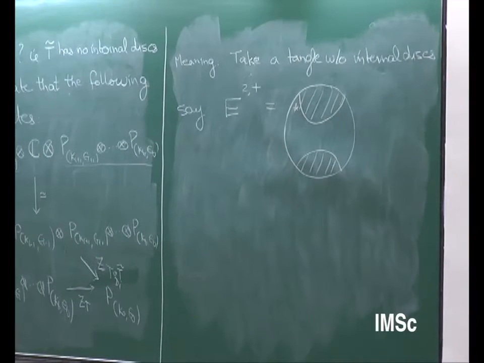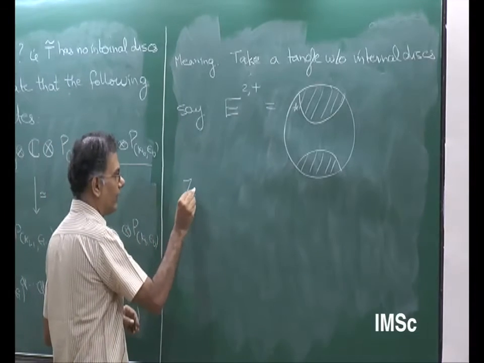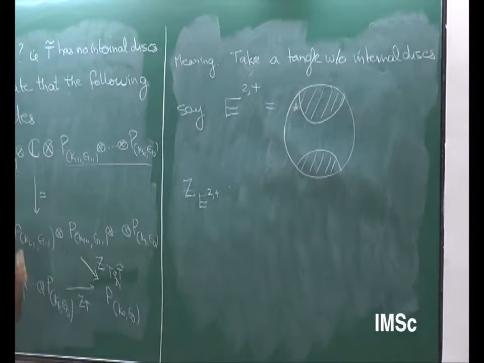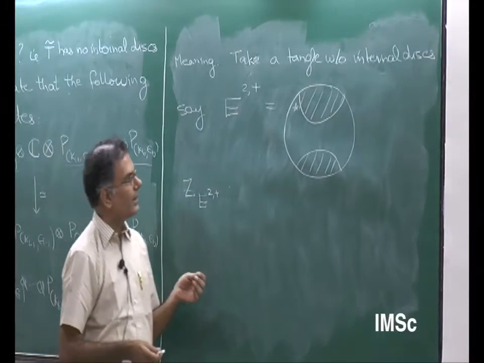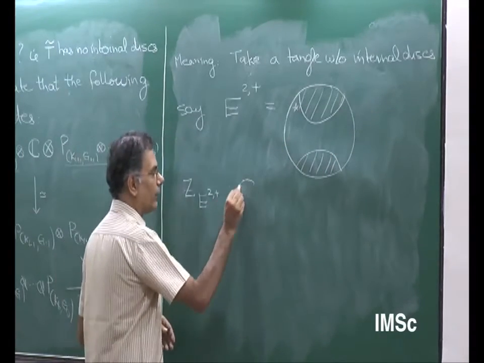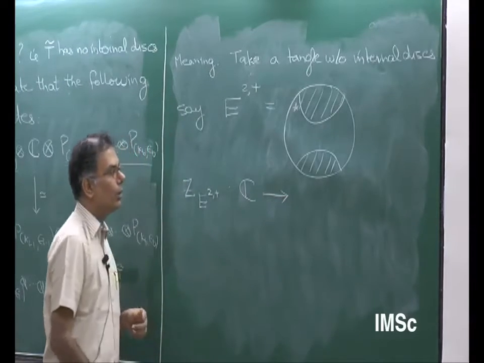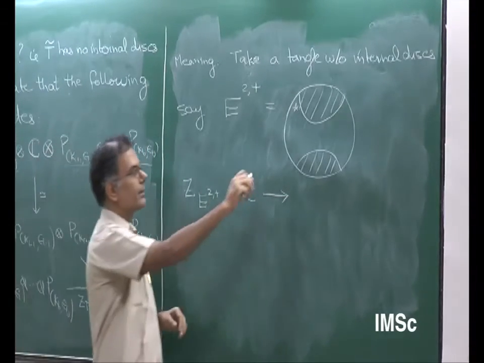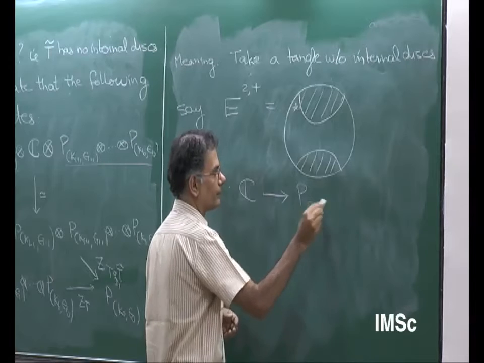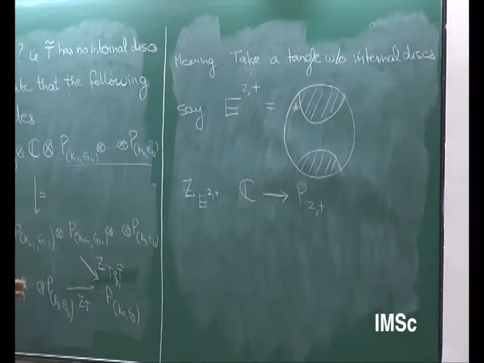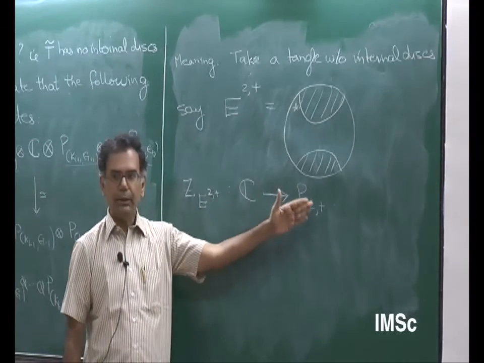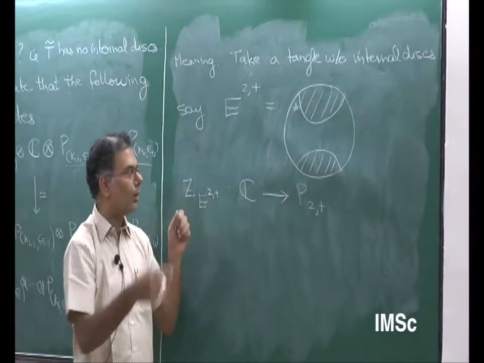Now, what does Z of E2 plus do? Every tangle has a Z, and where does this go? It goes from the tensor product of the spaces associated with the internal disks. There are no internal disks, so it's an empty tensor product. So Z of E2 plus goes from C into the space associated with the external disk. The external disk is of color 2 plus, so it goes into P2 plus. So any tangle with no internal disks always specifies a map from your field into the appropriate outer disk space.